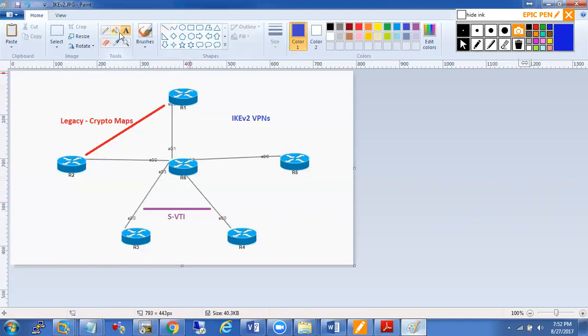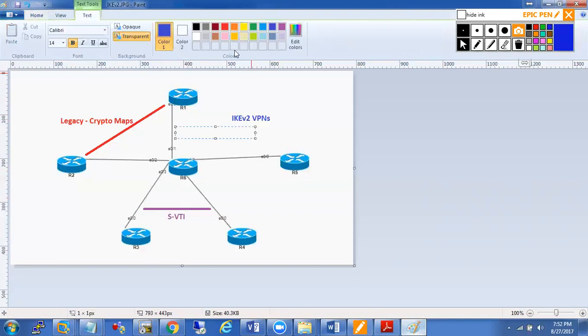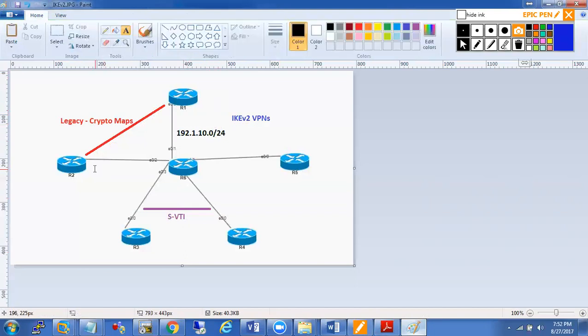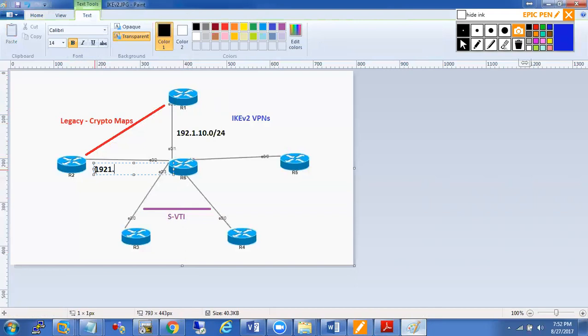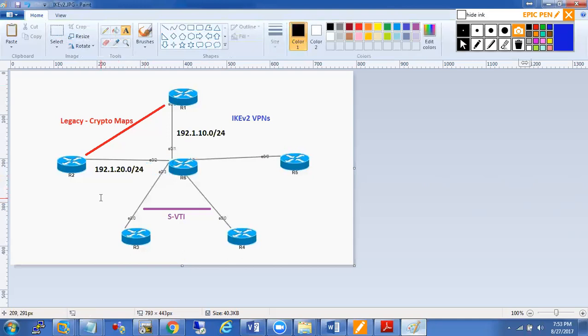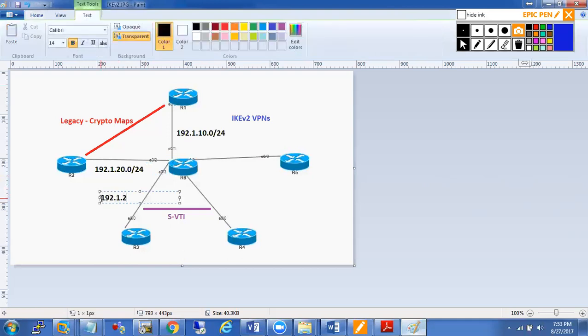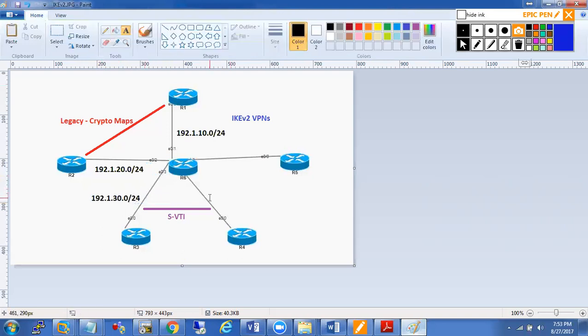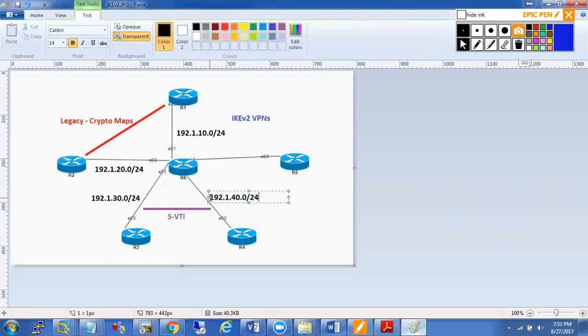I'm going to set the IP address over here as 192.1.10.0. Set this guy as 192.1.20.0. .30.0. This one over here as 40.0. All right.